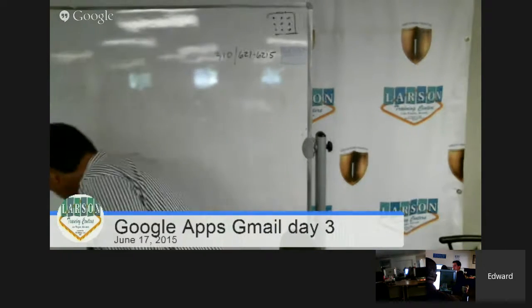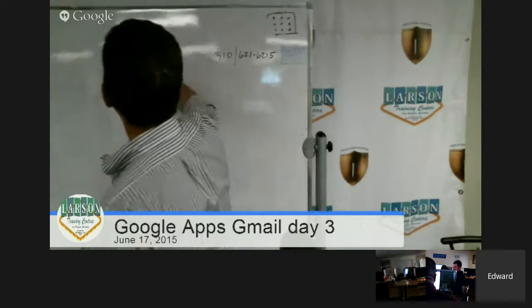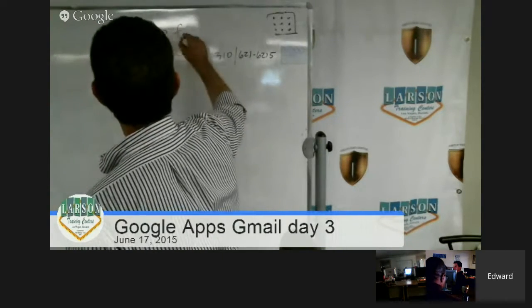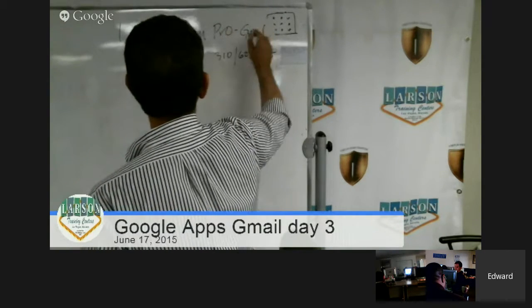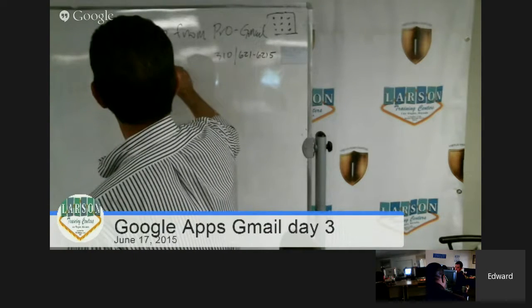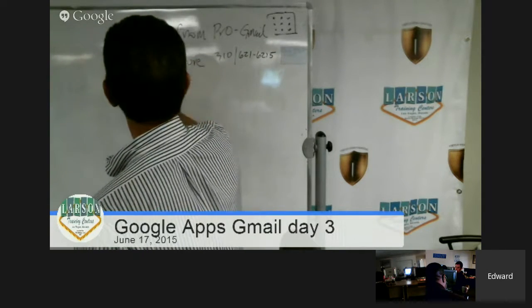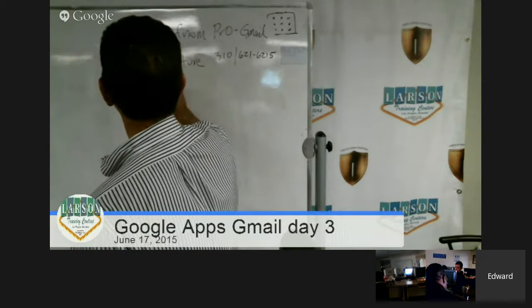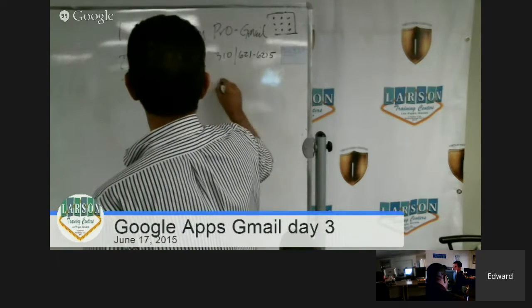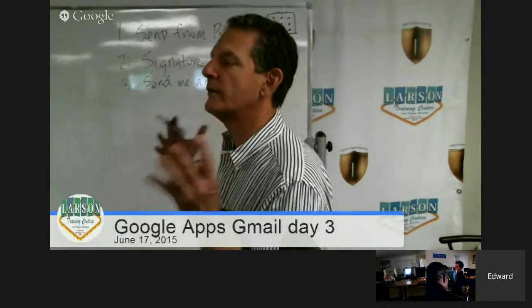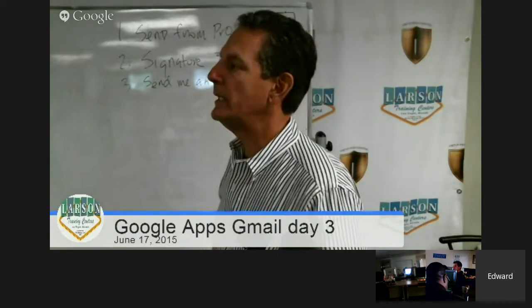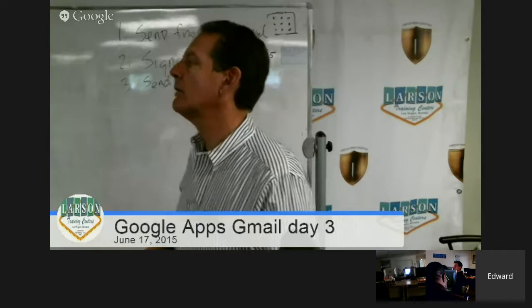Okay? So the goals are 1, send from professional Gmail. 2, signature. And then number 3, send me an email so that I can see it and make sure it's right. And on your signature, it needs to be the same as my signature, meaning the font size, the font color, the spacing, all of that needs to be the same.